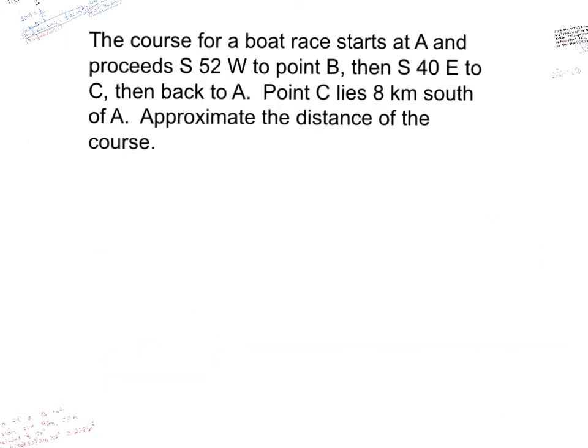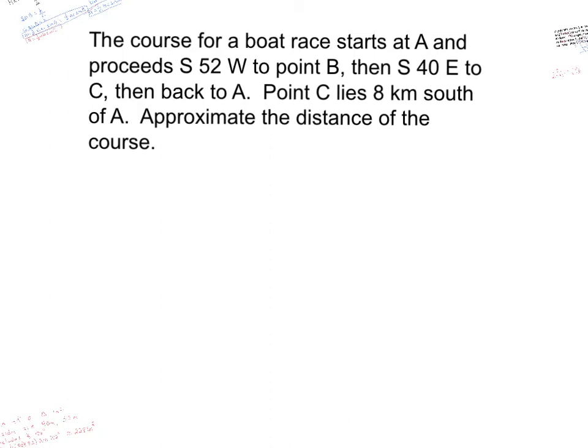All right, let's look at this other application problem. Here we're bringing bearing back into the situation. It tells us that the course for a boat race starts at A and proceeds south 52 degrees west to point B, then south 40 degrees east to C, then back to A. Point C lies 8 kilometers south of A. Approximate the distance of the course.